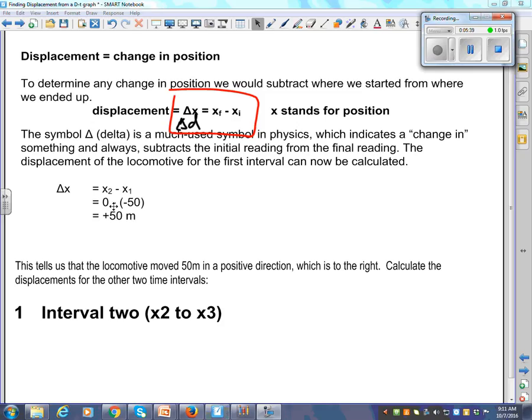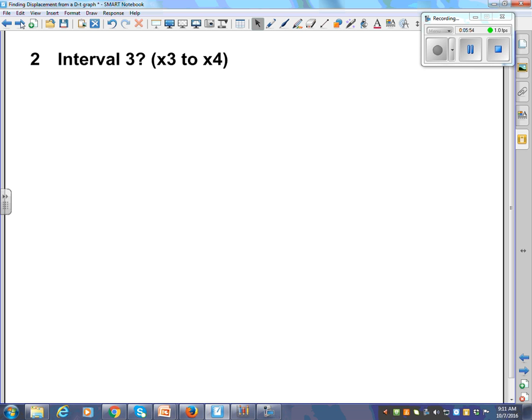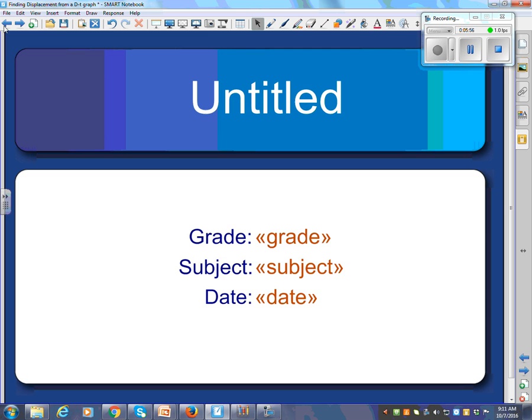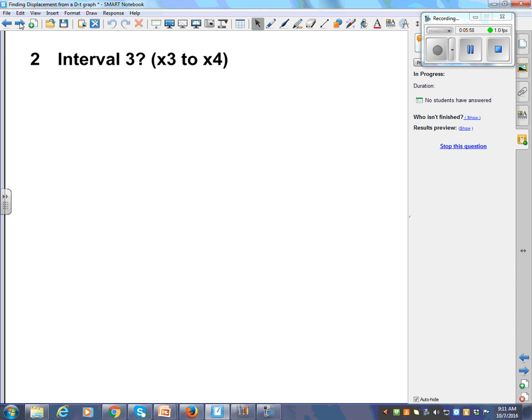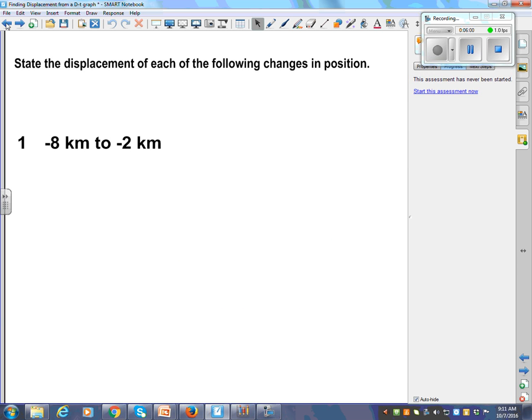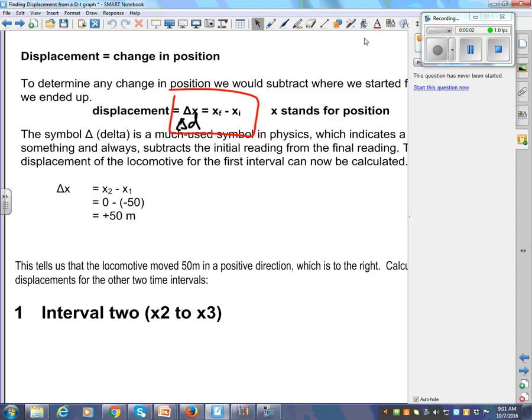How to do it? What am I going to ask you to do next? I'm going to ask you to do x2 to x3. So you need to be able to know how to do it, right? I'm going to press start here. So you need to do interval 2, which is from x2 to x3, entering the number for interval 3. Okay. So you guys go ahead and do those two questions. I'm going to go do my attempts.